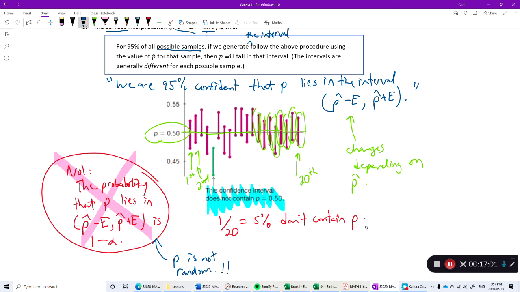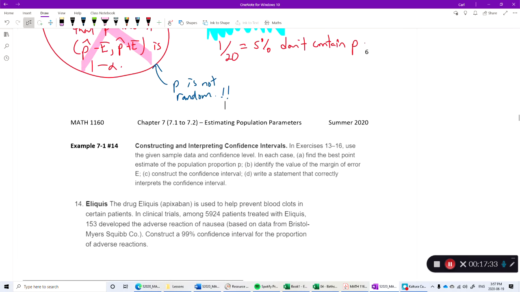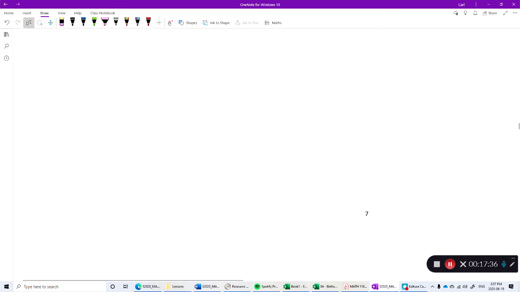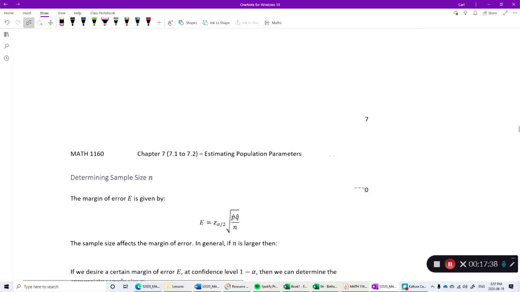What is random is p hat. The interval is random. The confidence interval is what's random. It depends on the outcome. For 95% of those intervals, they'll contain the truth. So in words, we call that confidence. We're 95% confident that p lies in the interval. We have to use a different word to show that we're not implying that p is random. Okay, tricky, right?